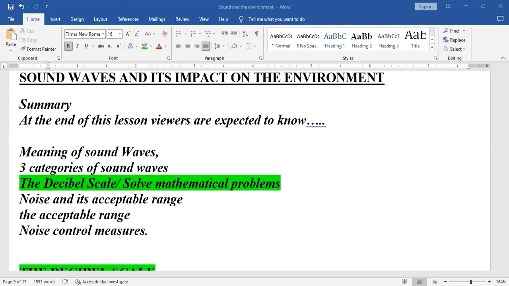Previously, we discussed the topic of sound wave and its impact on the environment. We had considered the meaning of sound wave and its applications. We also discussed the three categories of sound wave. So today, we will put all our attention on the decibel scale. Let's get started.